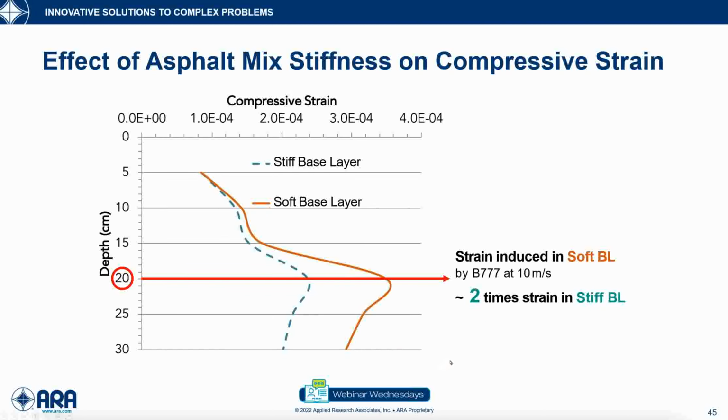If I look at the effect of a soft mix versus a stiff mix, again taking a stiff base layer, which is mix B that we got from the airport, versus mix C, which is softer, the difference is twice in the strain. So the softer is giving me twice the strain as a stiff mix, and that is felt at 20 centimeter deep. That's the maximum magnitude in strain, and 20 centimeter pretty much in the base layer as well. So these differences due to gear type, speed, and temperature are felt deep down in the pavement, not at the surface layer.